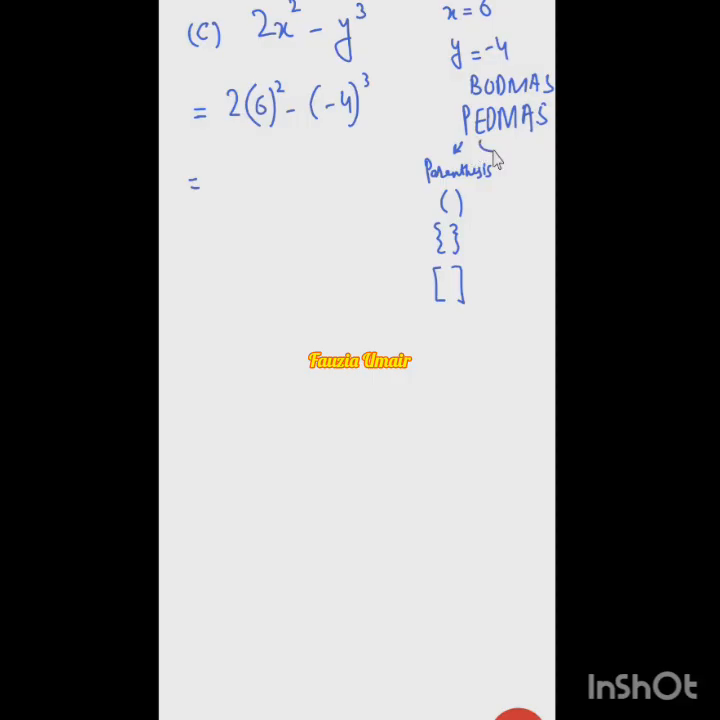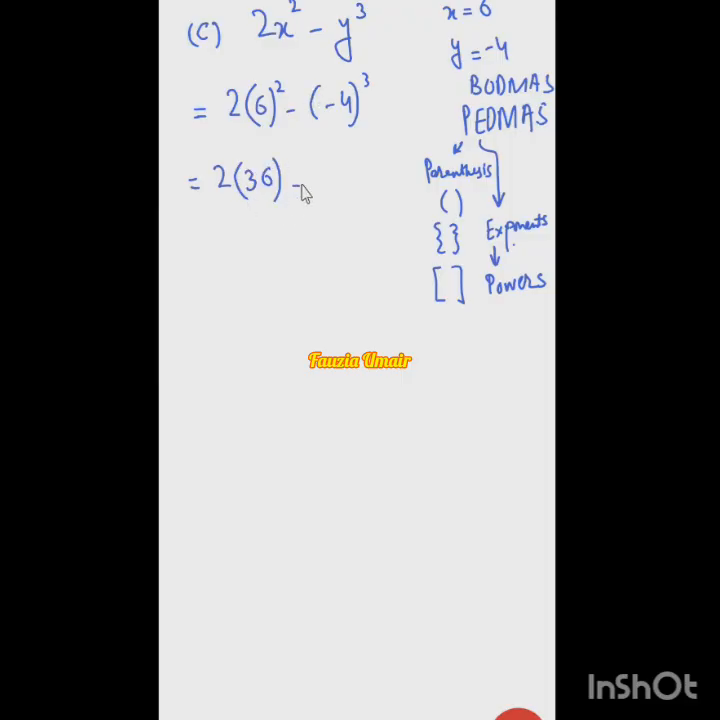After that, this E is there. E is basically exponents. E stands for exponents. Exponents in simple words we call powers, right? So these are the exponents. Can you see the exponents on the top? These are the powers of this number. So they will be solved before anything. So 6 square is what? 36. Very good.